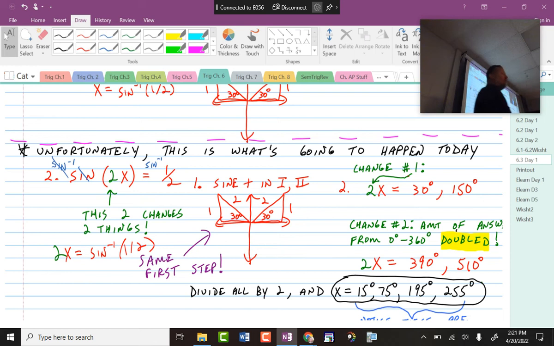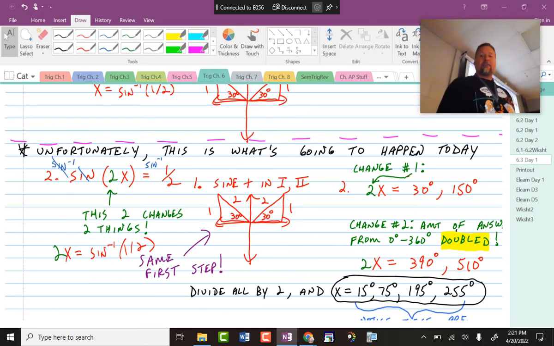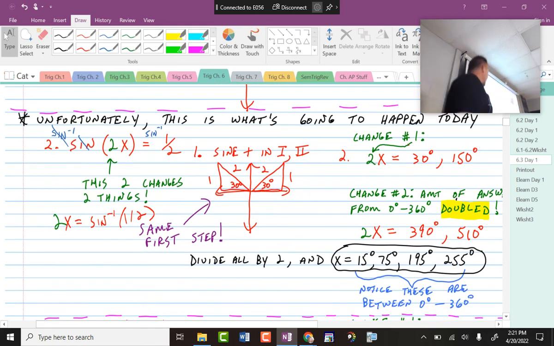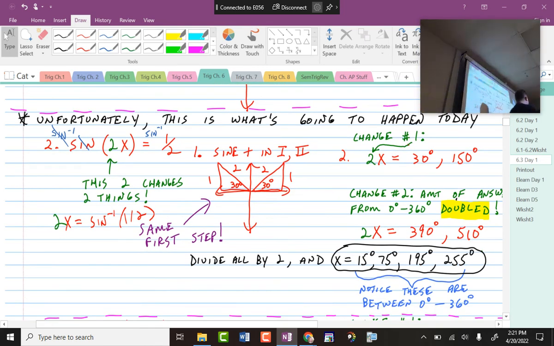That's what an equation solver is. So 255 works. When I go to plug in, I have to double it first, which makes it 510, which is the same as 150. Sine of 150 is a half, so sine of 510 is a half. All right? So that's why this all happens. Notice these angles are all between 0 and 360. That is why they all have to be listed.